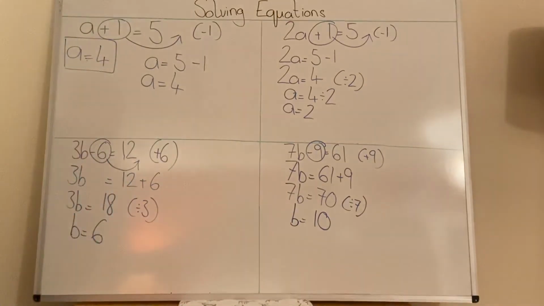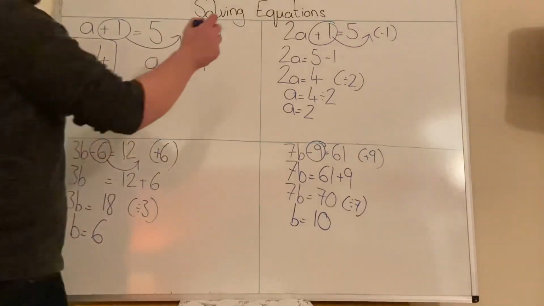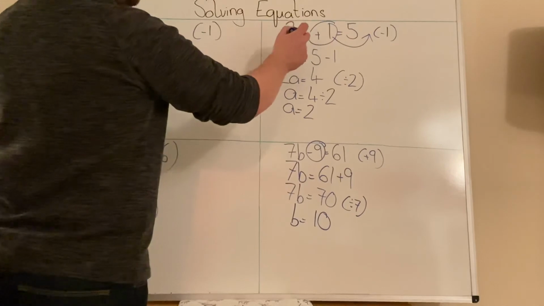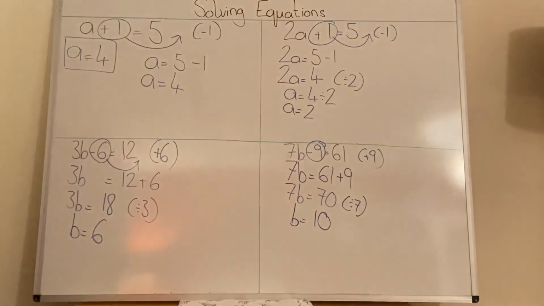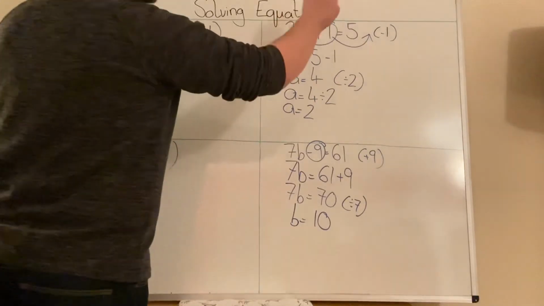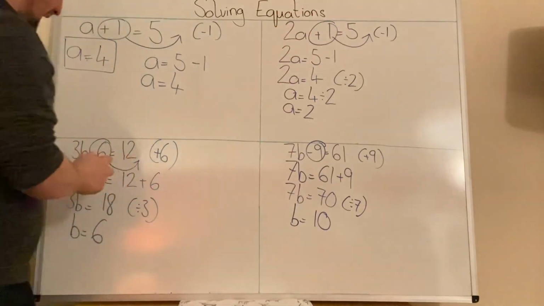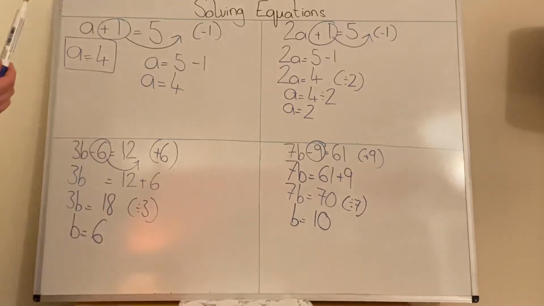So key bits to note. First step on a question like this is to move the number, not the letter. You want to get the letter on its own. When you take it to the other side, it does the opposite. And then you need to find what one of that letter is.